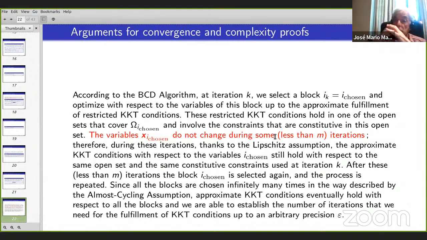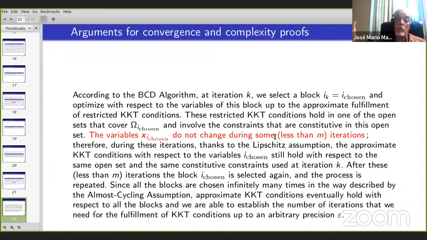However, the variables chosen now do not change during some less than m iterations. Therefore, during these iterations, and thanks to the Lipschitz assumption, the approximate KKT conditions that were satisfied in the chosen block are going to be satisfied approximately with the same open set and the same constitutive constraints used at iteration k. After these less than m iterations, the block i chosen is selected again, and the process is repeated.